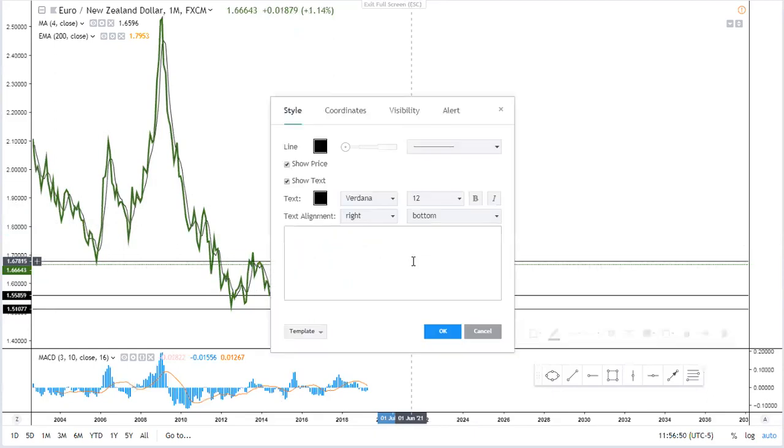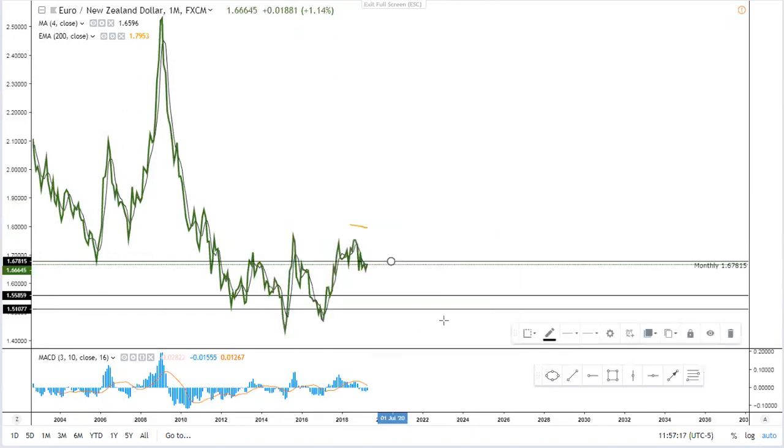And what you can do, you can just double tap on them and type in monthly. Whoops. You can type in monthly, right? And then the number over here on the side, what you see over here, 167815, right? That's the level that this monthly key level is at. So that's what I can type in here, 167815. And then boom, right? It brings it up over here on the side. So I know that's a monthly key level, right?